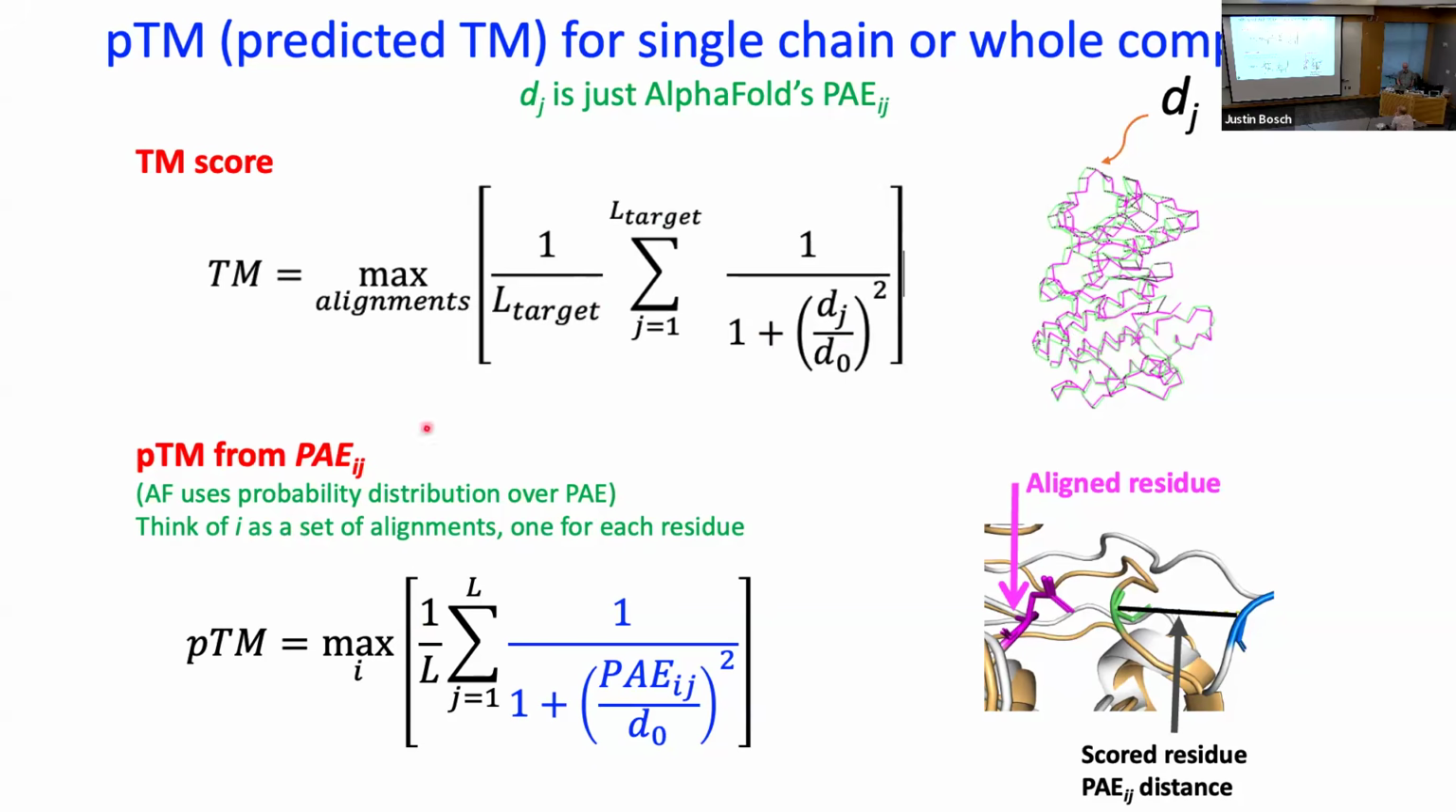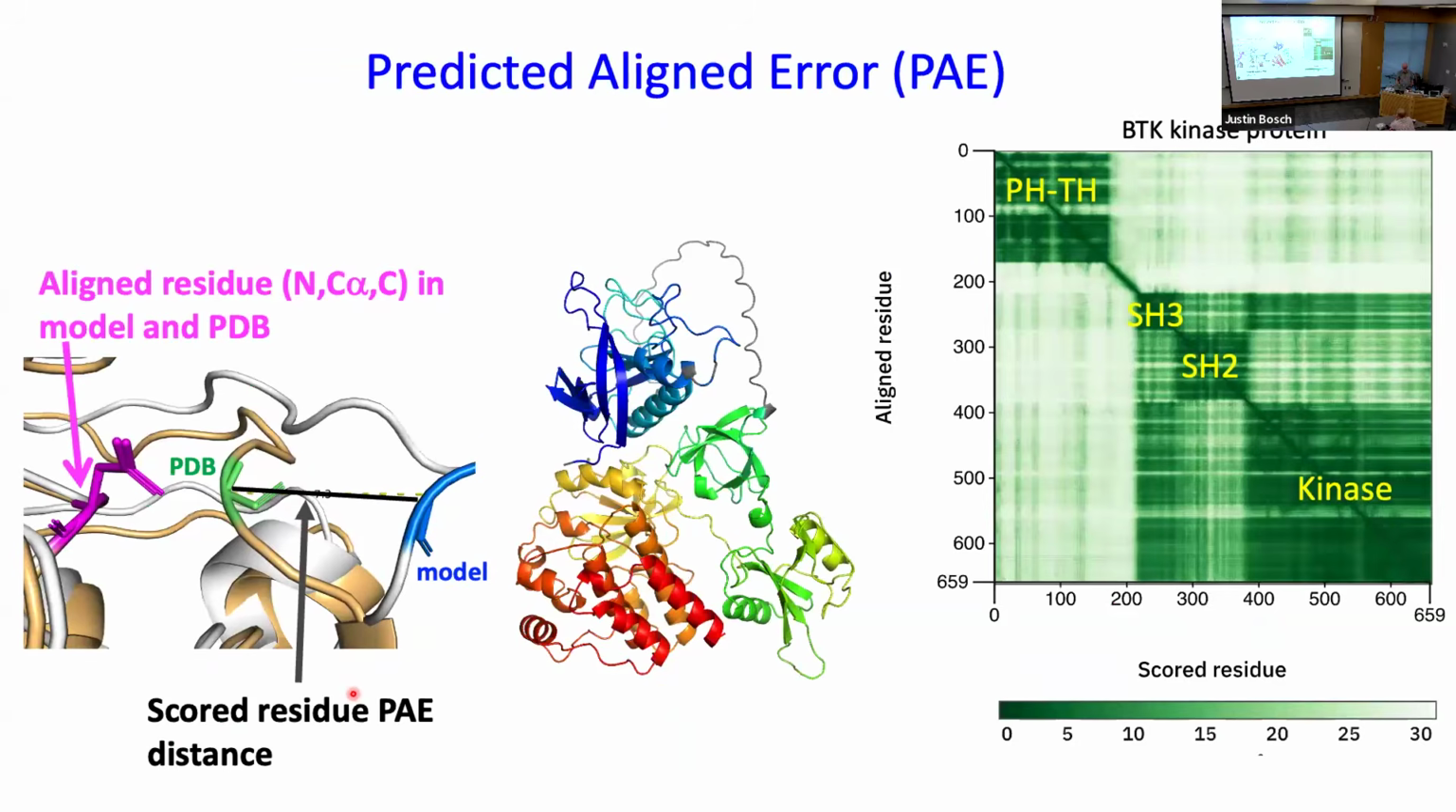So from this expression, from what AlphaFold has been trained, it's been trained to calculate PAE, I can calculate the TM score for the predicted model just by putting the PAEs down here. And every residue in the protein, remember, you align on one residue and you score all the others. So I'm aligning on each residue here and I'm scoring all the others. You can think of this as 659 separate alignments.